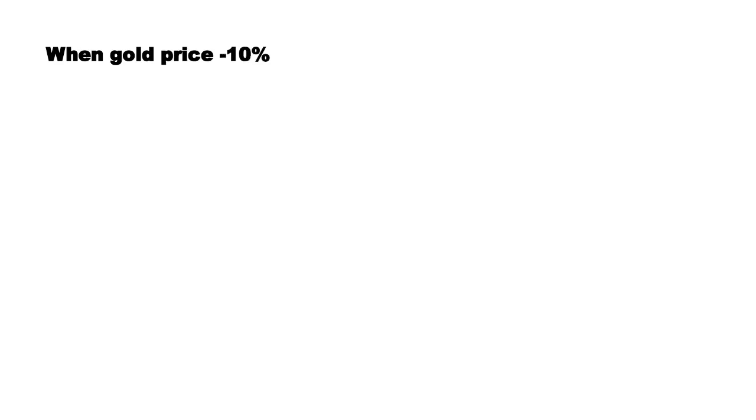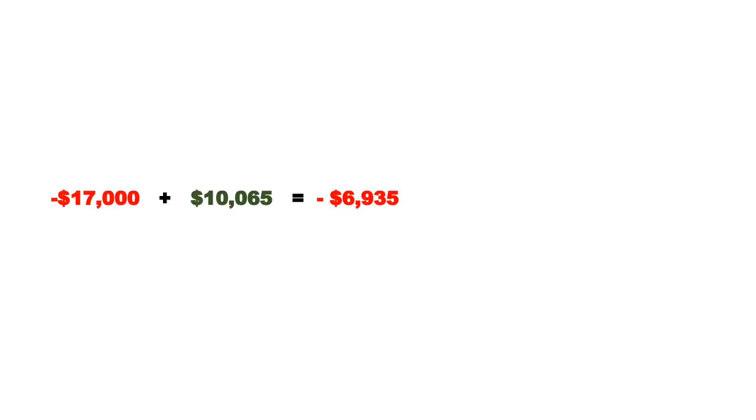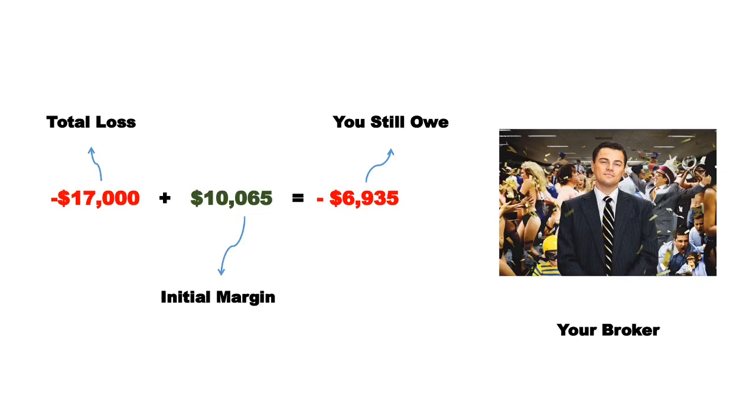Now, what if the gold price drops by 10% instead? Similarly, a 10% loss on $170,000 equals a $17,000 loss, which translates to a negative 168.9% return on the initial margin. That's right, not only did you lose all of your initial margin, you also owe your broker almost another $7,000.